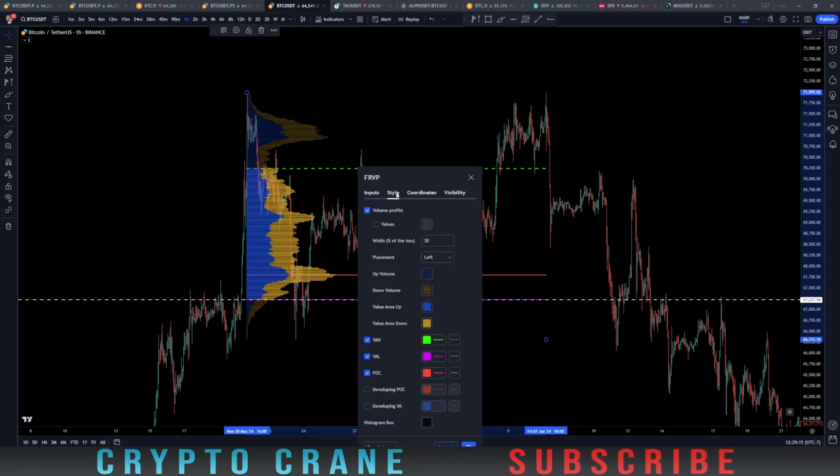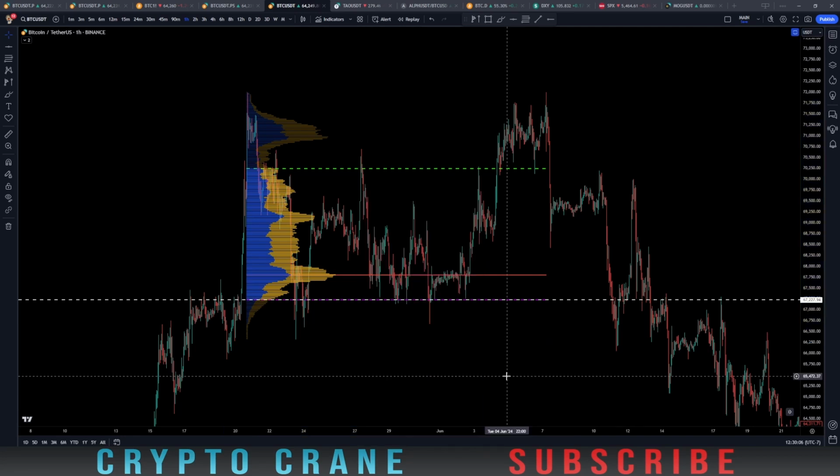We go over to style. You'll see I have ticked on VAH, VAL, and POC. What are these? Value area high, value area low, and point of control. Added these colors, and of course this is all just personal preference, but I would go ahead and tick on these lines so you do have them. And then I've also made the histogram box just 0 opacity. I think that looks a lot cleaner on the chart. But those are all the settings for the visible range.